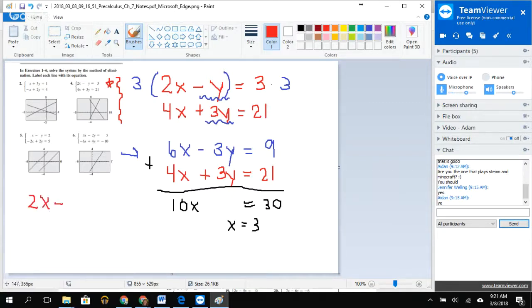2x minus y equals 3. I'm going to plug in x equals 3. So 2 times 3 minus y equals 3. I'm taking a little shortcut here. Subtract 6 from both sides. So I get minus y equals minus 3, or y equals 3.